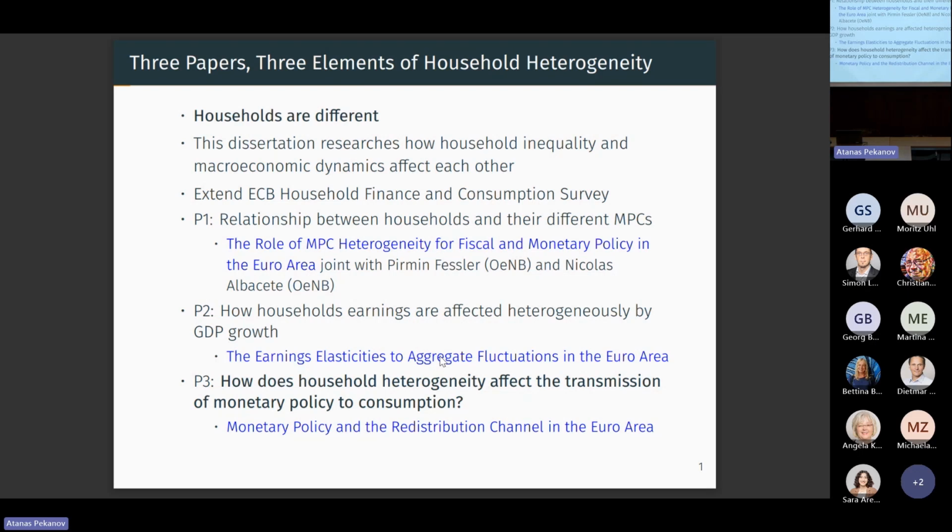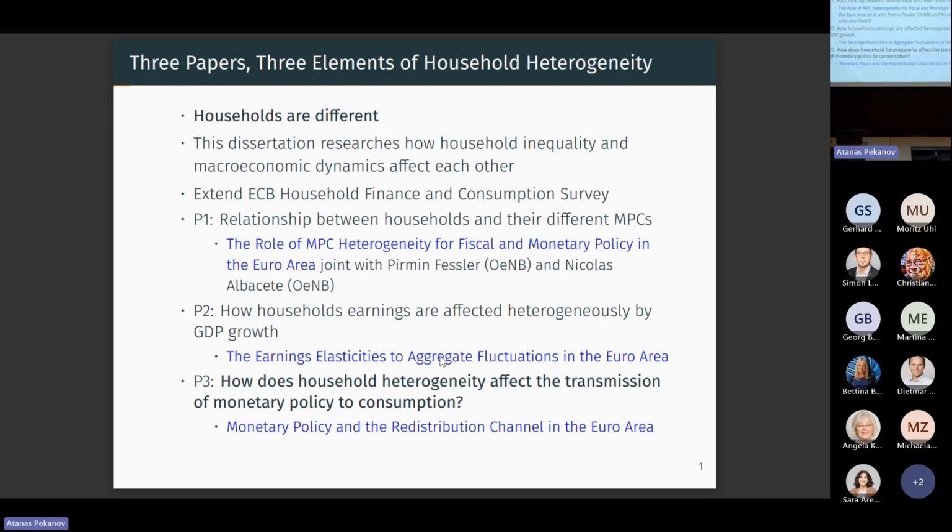As you know, in recent years, a lot of the macroeconomic and policy debate is revolved around inequality, but a lot of it was mostly on how do macroeconomic policies or monetary and fiscal policy or structural policies affect inequality. So this dissertation goes in the other direction. How do differences between households, so inequality, affect monetary policy and fiscal policy beyond what we have in our baseline representative agent model? So the dissertation revolves around three papers extending the ECB Household Finance and Consumption Survey to answer questions about this relationship between inequality and macro policies.